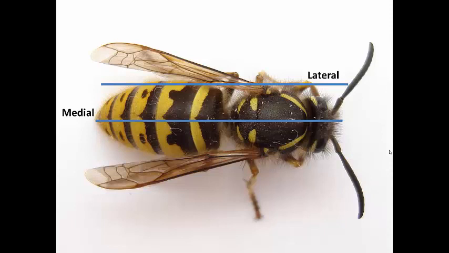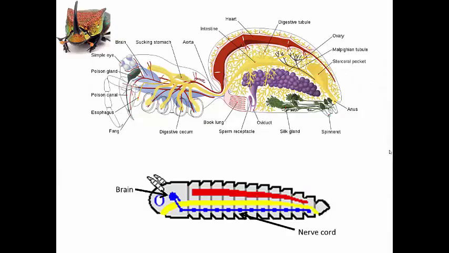Insects also have these medial and lateral terms. So lateral means towards the sides again, while medial means down the middle or down the center. So if I say something is on the medial dorsal surface, I mean the middle back of the bug. While if something is on the lateral surface, it's going to be on the sides of the bug. Make sense? All right.